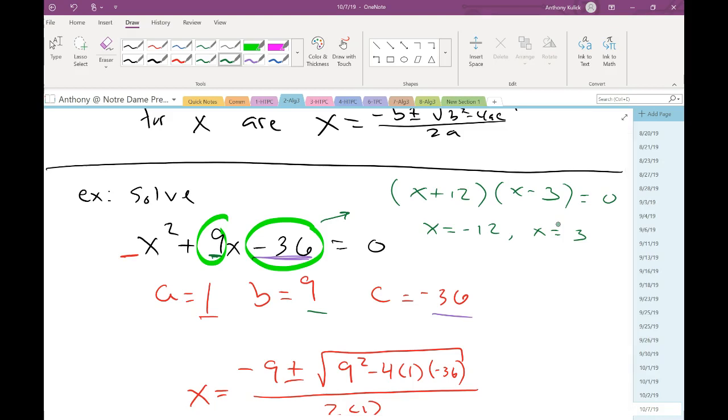So factoring, if you're good at it, is much faster and easier to use than the quadratic formula. What's the drawback to factoring, though? Can't use it every time, right? What's the plus for the quadratic formula? I can use it every time, but it's a little bit slower.